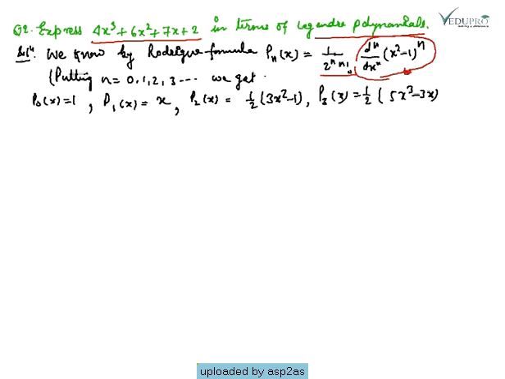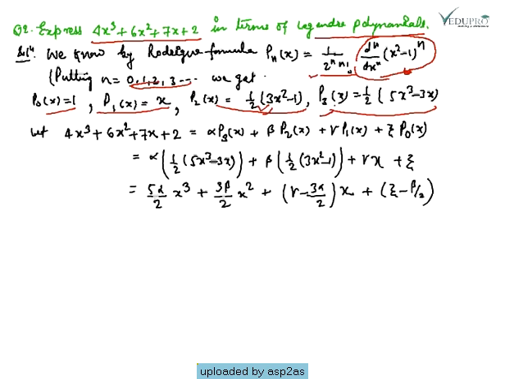Now if we put n equal to 0, 1, 2, 3 in this formula, we will get P0(x) is equal to 1, P1(x) is equal to x, P2(x) is equal to half (3x square minus 1), P3(x) is equal to half (5x cube minus 3x). Here, if we put n equal to 0, then 1, then 2, then 3, we will get this one. Now by Rodrigues formula we have this one.